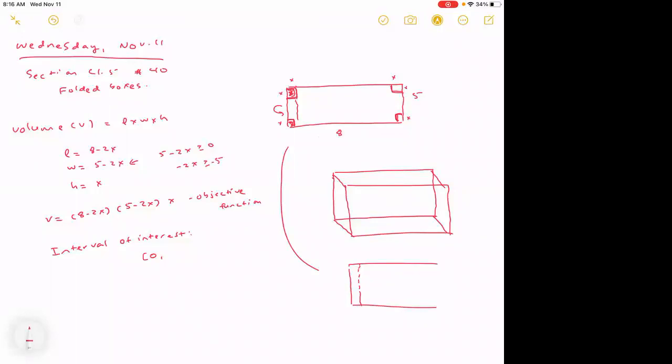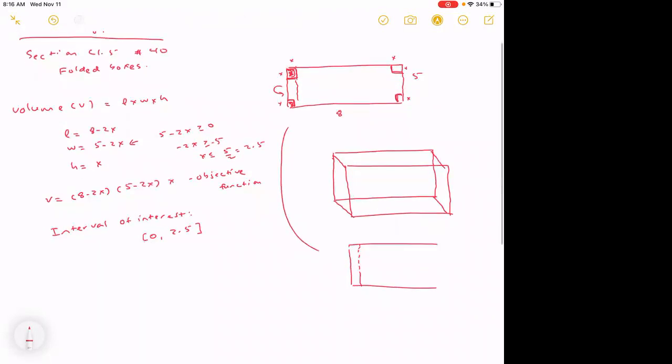negative 5, divide both sides by negative 2. So the largest x can be is 2.5. If you start increasing from 2.5, your dimension starts getting negative. Okay, now we want to find the value of x that maximizes our volume.